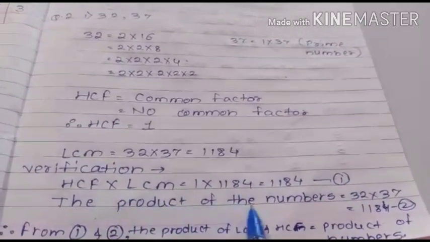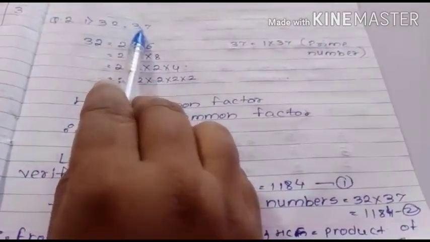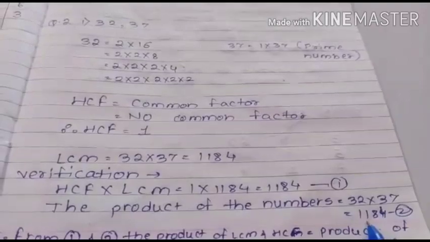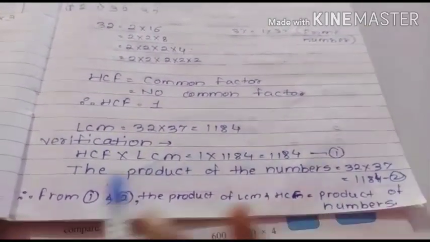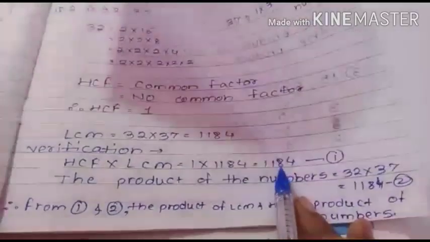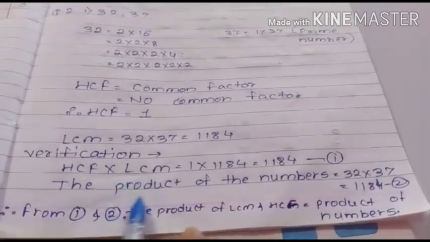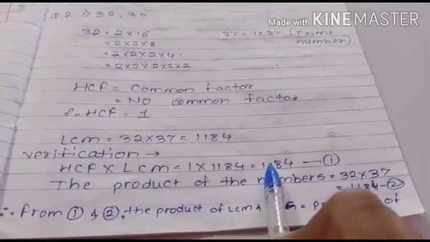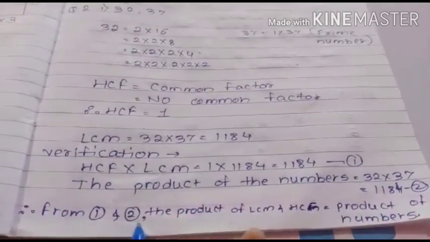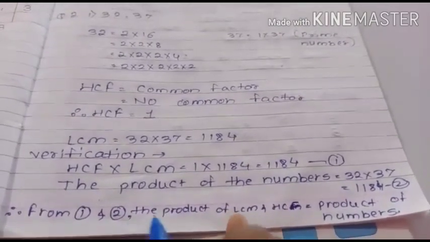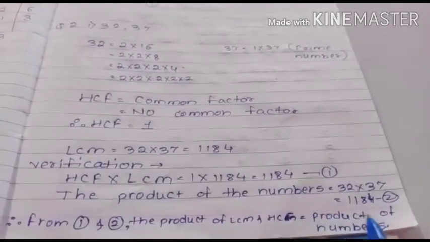Now second, the product of two numbers. Which two numbers are there? 32 and 37. So the product will also come as 1184. Give this as number 2. So now from 1 and 2, what will come? Here also HCF and LCM product is equal to the product of the numbers, 1184. So what will my last statement be? From 1 and 2, the product of LCM and HCF is equal to the product of the two numbers.